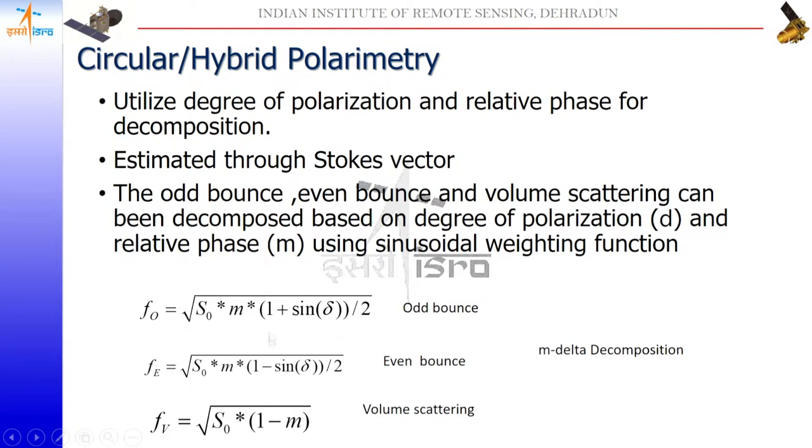So we can make a weighting function of the sine function. Okay, 1 plus sine delta, I already told you that plus is used for the same phase, and minus is used for even bounce because it is out of phase, so we use 1 minus sine delta. And here we use the degree of polarization in the volume component, because we know volume scattering depolarizes the signal, so we use 1 minus m here. So this is the special m-delta decomposition.